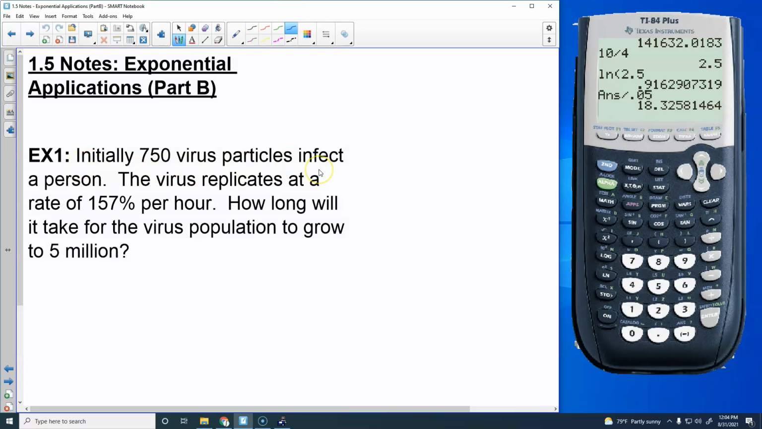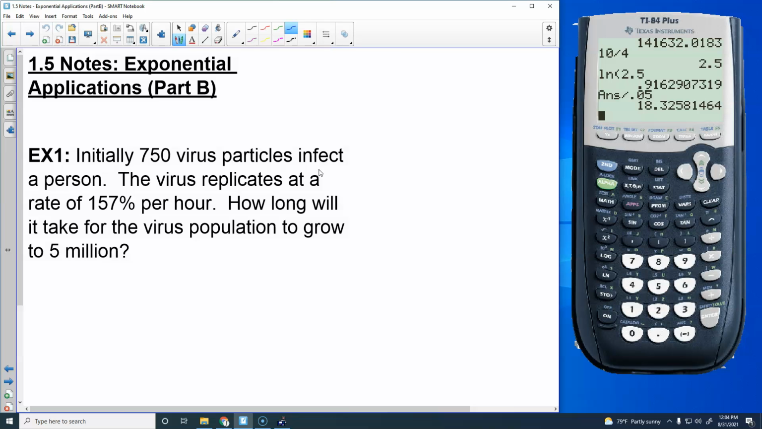So initially, 750 virus particles infect a person. The virus replicates at a rate of 157% per hour. How long will it take for the virus population to grow to 5 million?